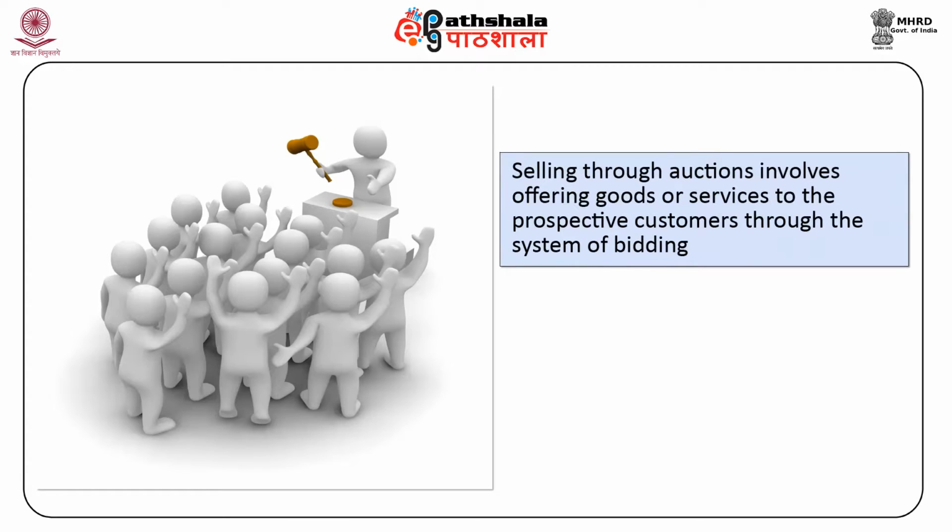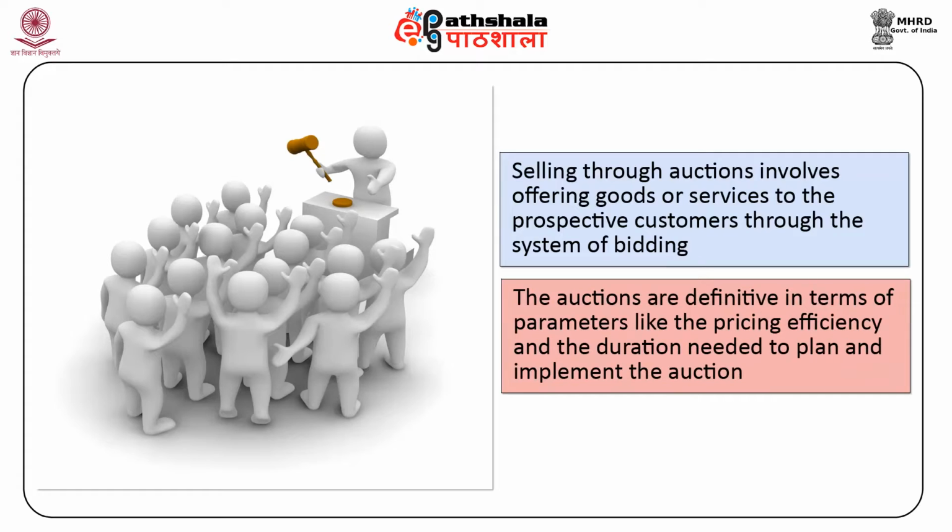Selling through auctions involves offering goods or services to prospective customers through the system of bidding. The bids are invited and the customer with the highest bid is sold the item. The auctions are definitive in terms of parameters like pricing efficiency and the duration needed to plan and implement the auction.